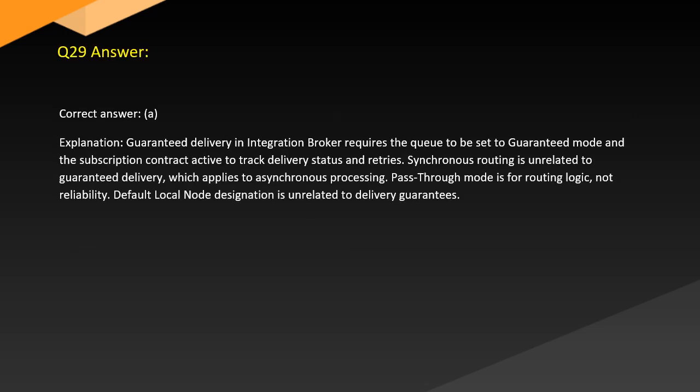Answer. Correct answer, A. Explanation. Guaranteed delivery in integration broker requires the queue to be set to guaranteed mode and the subscription contract active to track delivery status and retries. Synchronous routing is unrelated to guaranteed delivery, which applies to asynchronous processing. Pass-through mode is for routing logic, not reliability. Default local node designation is unrelated to delivery guarantees.